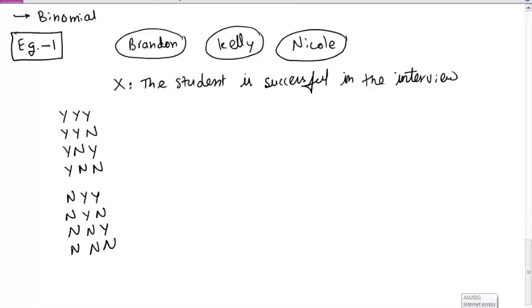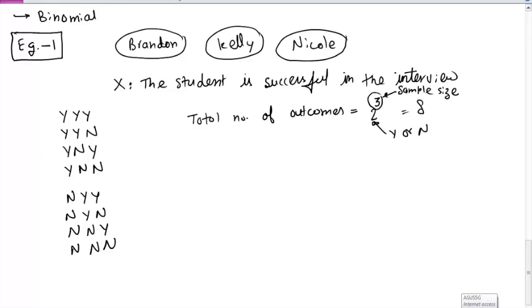There's no other possibility. How do we know how many outcomes are possible? For example, in this case we have 8. We have 3 candidates and there are 2 outcomes, so there are 8 possible things. How do we know that? Generally there is a calculation for that. Total number of outcomes is 2 to the power of 3, which in this case is 8. Now this 3 is the sample size. In this case, 3 students went for the interview, so the sample size is 3. And this 2 comes from the outcomes, yes or no.